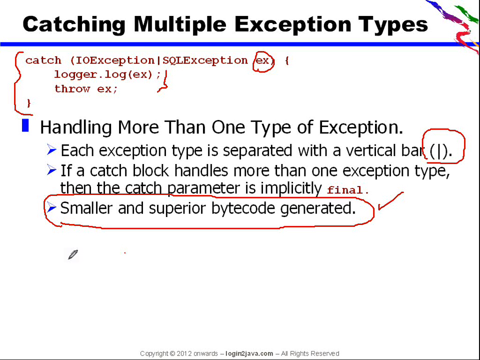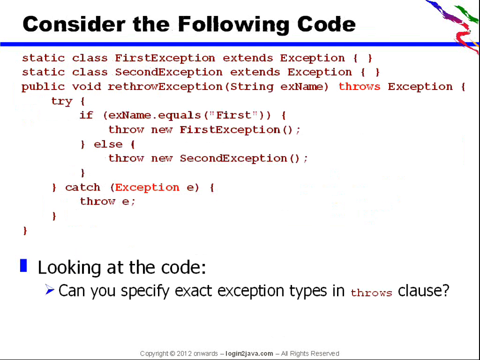Now look at this code. See, we have our own exception. First exception extends exception. Then we have another exception, second exception. And this is, say, a method that is throwing the exceptions. So before Java 7, this is code that we normally see in our day-to-day Java coding.